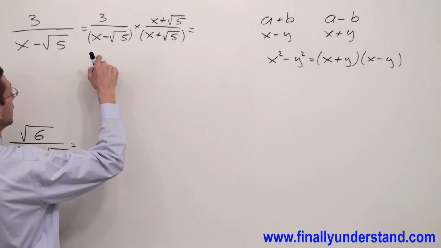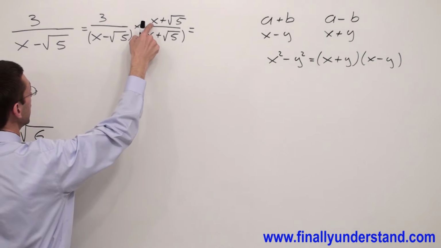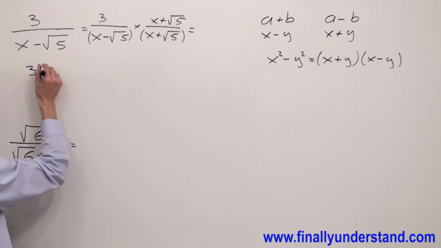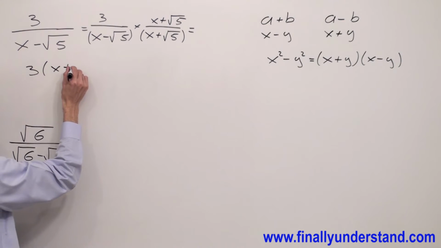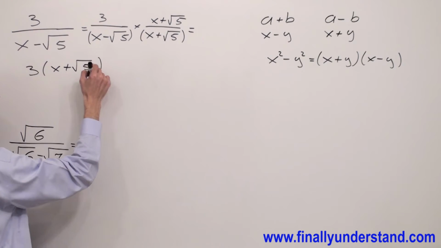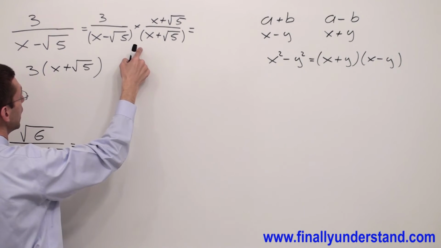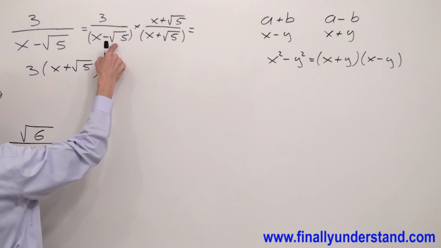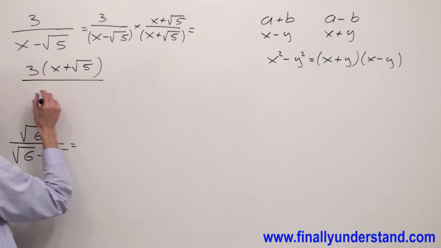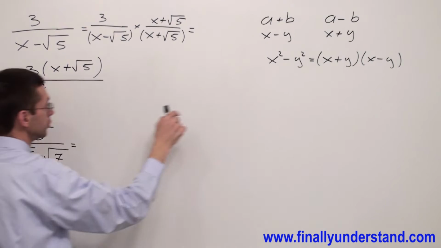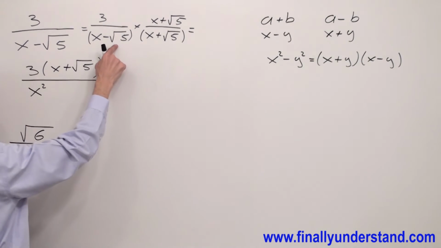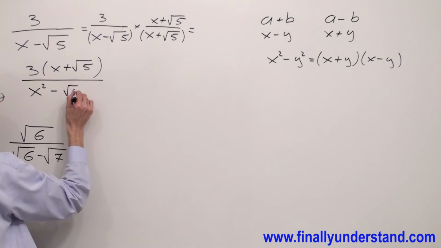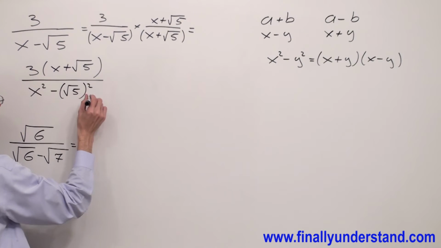Anytime we multiply fractions, we have to multiply numerator by numerator and denominator by denominator. That's why I'm going to have 3 times x plus square root of 5. In the denominator, I'm going to apply this rule. This is my x and this is my y. That's why I'm going to write x squared, because according to the rule x has to be squared and my second term has to be also squared. So I'm going to have square root of 5 to the second power.